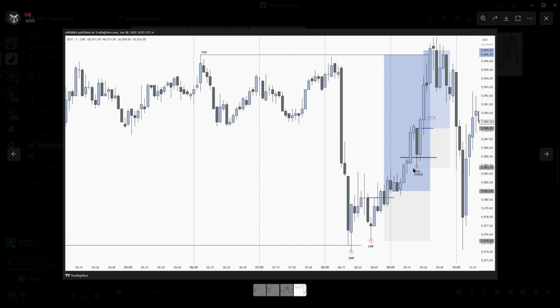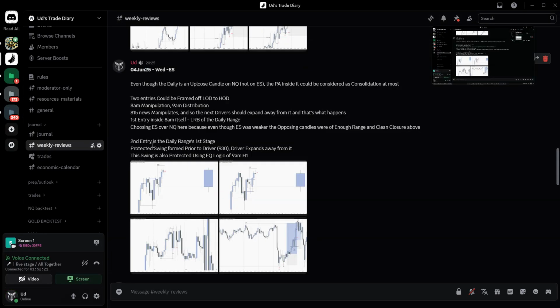And since a protected swing is formed just before the driver, just before the 9:30 open, what should the 9:30 open do? Expand, and that is what it does. Again, good entry, correct? Second entry is the daily range's first stage.